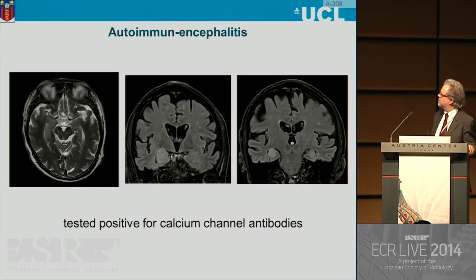This is a case with swelling of the hippocampus, high signal. It could be a glioma, but the patient actually had a repeat scanning and he presented to the memory clinic. He had an autoimmune encephalitis and antibodies against calcium channels tested positive.